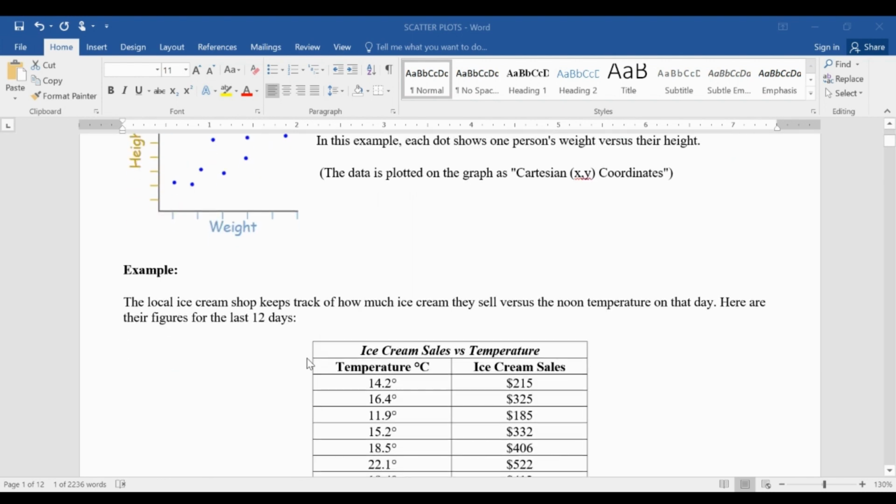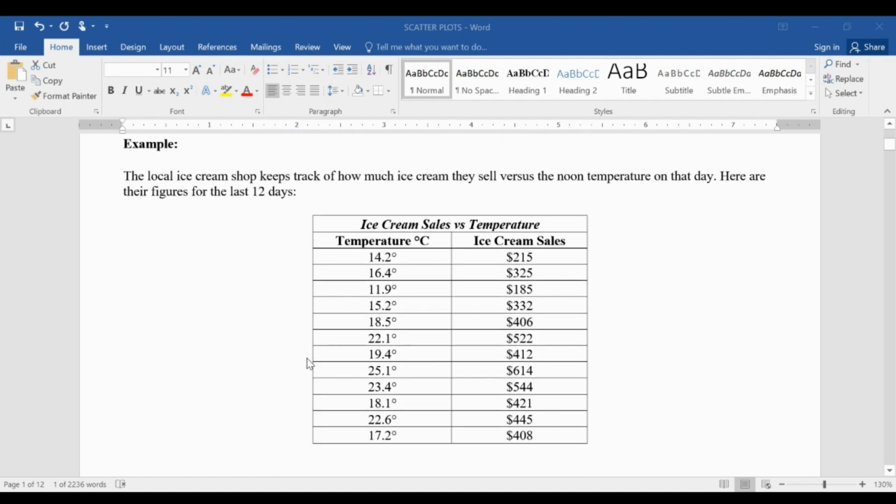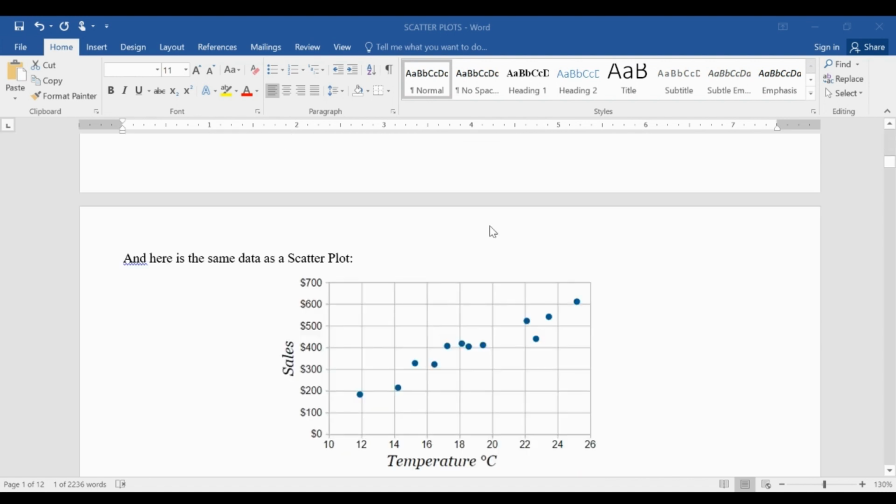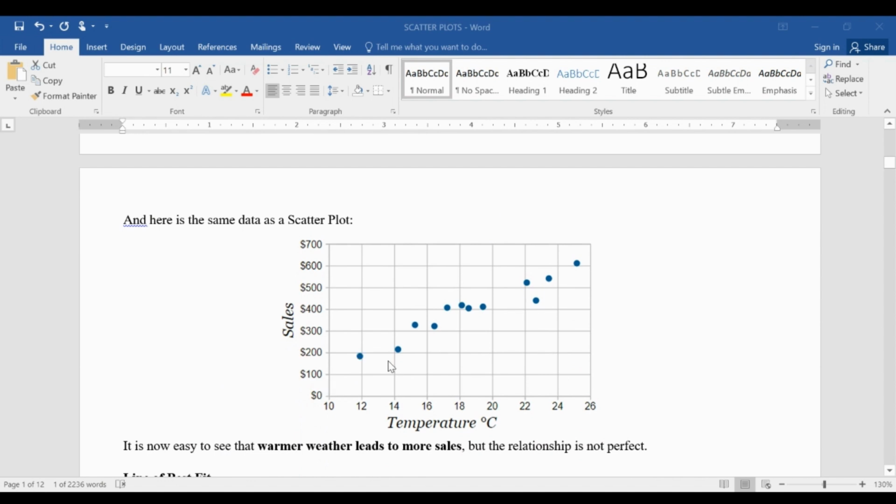Now, an example of some data here is ice cream sales versus temperature. So the ice cream sales is going to be the independent. The temperature is going to be the dependent variable. And so down here, we have the scatter plot. Now, what we're going to do is we're going to focus on graphing on Google Sheets. We're going to do one hand-drawn graph with one of the next labs.